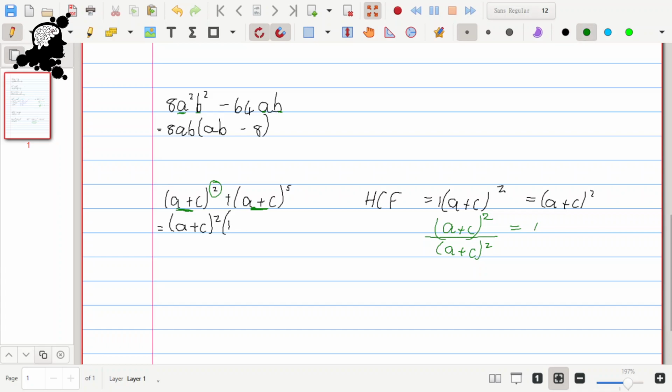Next, I say the second term, which is (a plus c) to the power 5 divided by (a plus c) to the power 2. We are dividing numbers of the same base, so we subtract the exponents. So (a plus c) to the power 5 minus 2 will give me (a plus c) to the power 3. So I am going to put here plus (a plus c) to the power 3, close the bracket. And there we are done factorizing it.